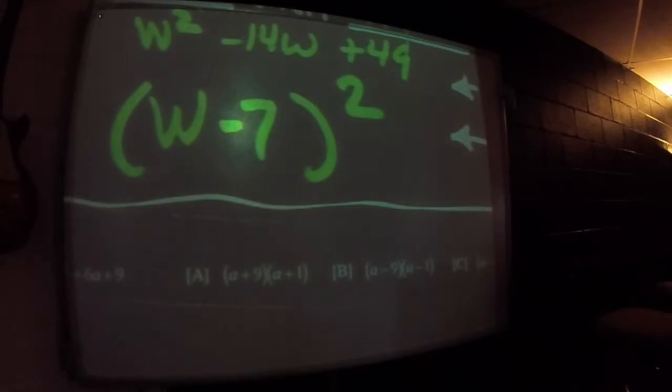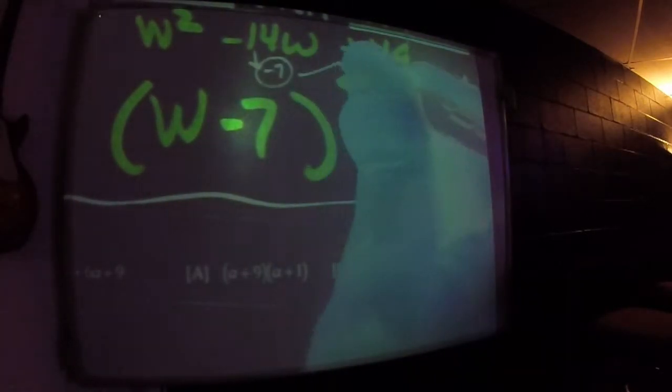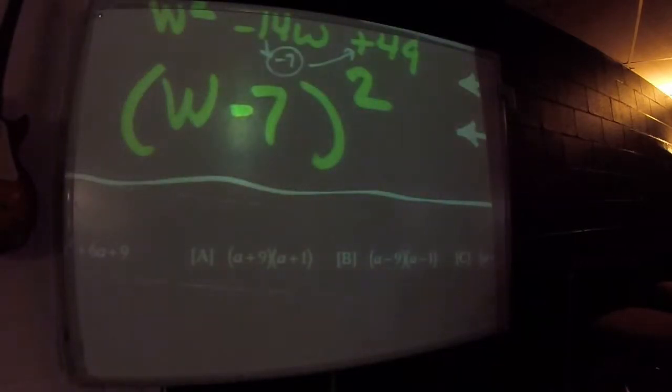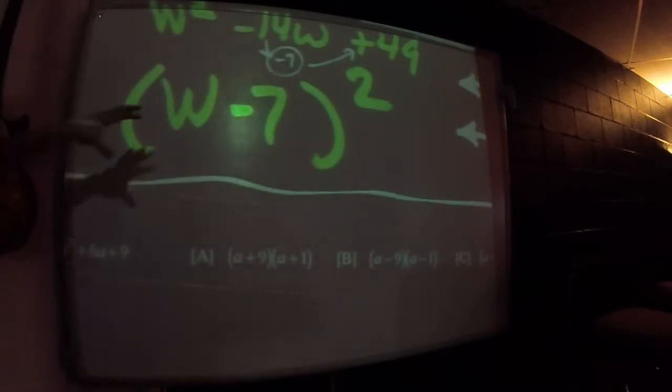And you might want to write that. Half it, square it, or at least draw the arrows. -7. So that's the number. If you half it, you get -7. You square it, you get 49. That means it's special. It's W minus 7 squared.